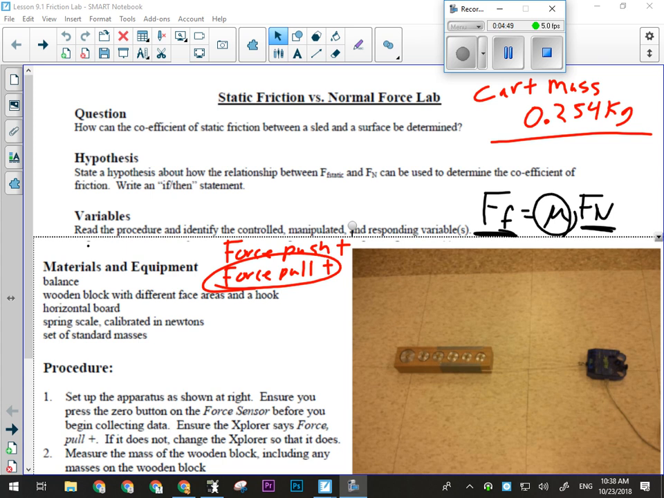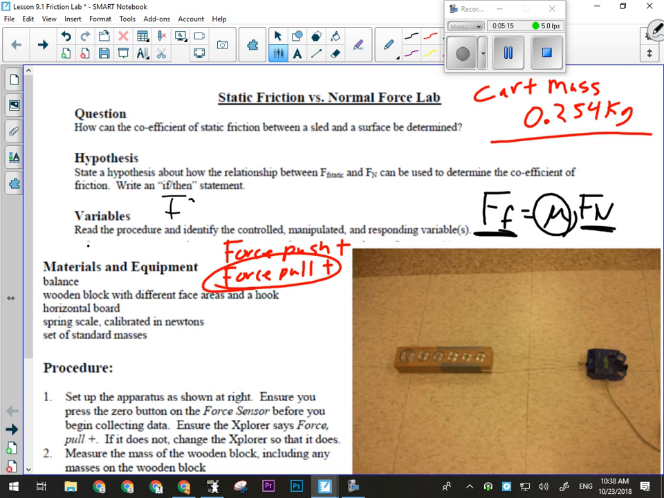For the hypothesis part, your if part needs to talk about what we're studying in this lab, and that is the relationship between normal force and static friction. So the if part should tell me what their relationship is. By that I mean, is it polynomial? Is it linear? Is it exponential? What kind of relationship do they have? Is it directly proportional, inversely proportional, whatever you decide? That's the if part.